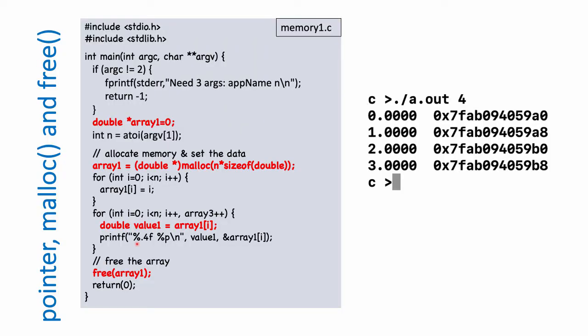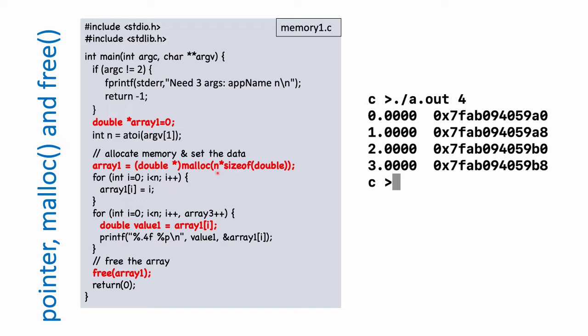So here is a very simple example of using malloc and free and pointer variables. I'm not going to go into great detail about what it does. You should now be able to start understanding what these programs are doing. But basically, I'm declaring a pointer array1 that points to a double array. I'm initializing it to 0. Here is where we're using malloc. I want to create an array of size n, where n comes in from the input. So it's n times sizeof double.